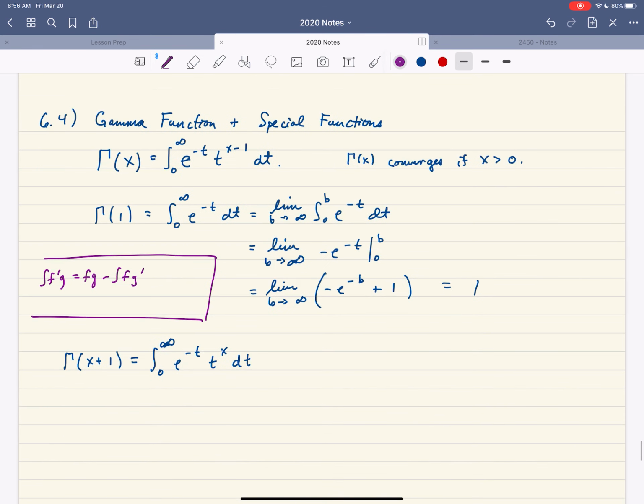And so the thing that we need to decide is what are we going to differentiate and what are we going to try and integrate.